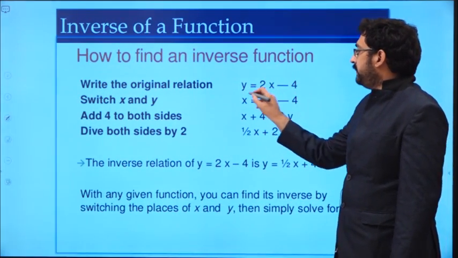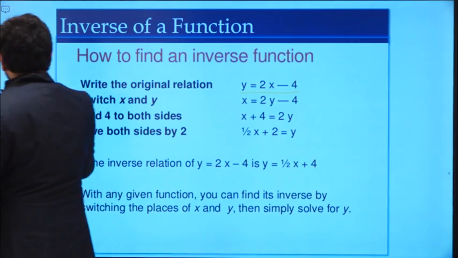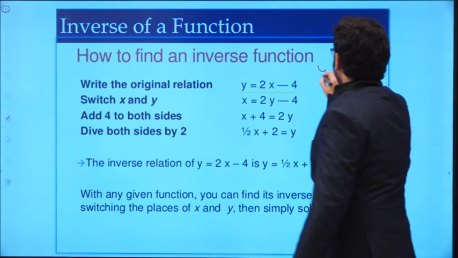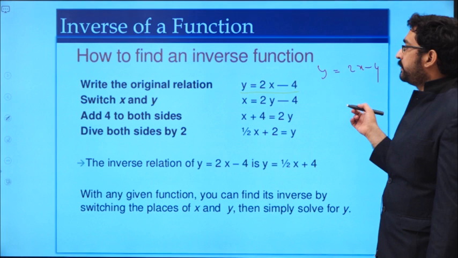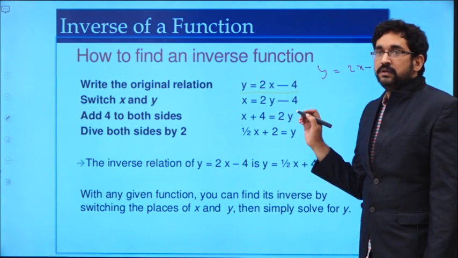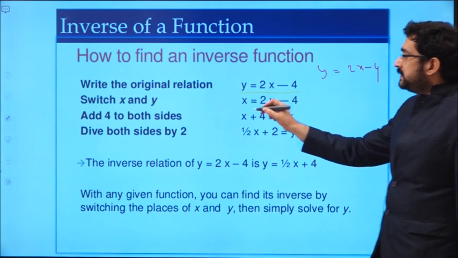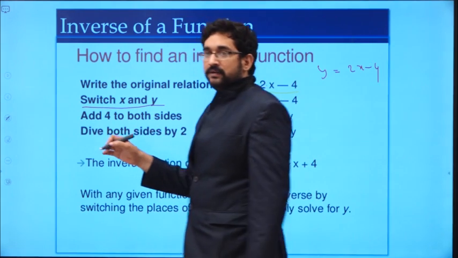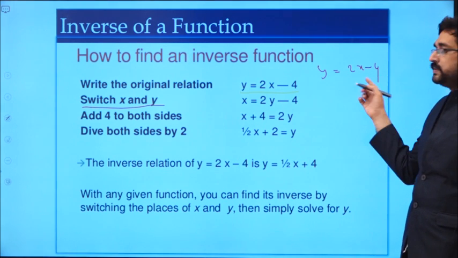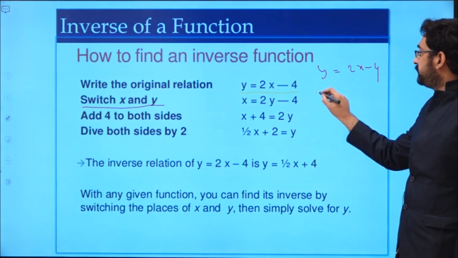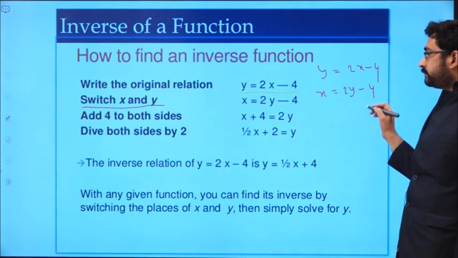Here one problem is given, you have to find the inverse. y equals 2x minus 4. So here the problem is y equals 2x minus 4. For this problem, you have to find the inverse function. First, this is nothing but f of x. So first, what is the step? Switch x and y. As the first step to find the inverse, interchange the values of x and y. Then it becomes x equals 2y minus 4.